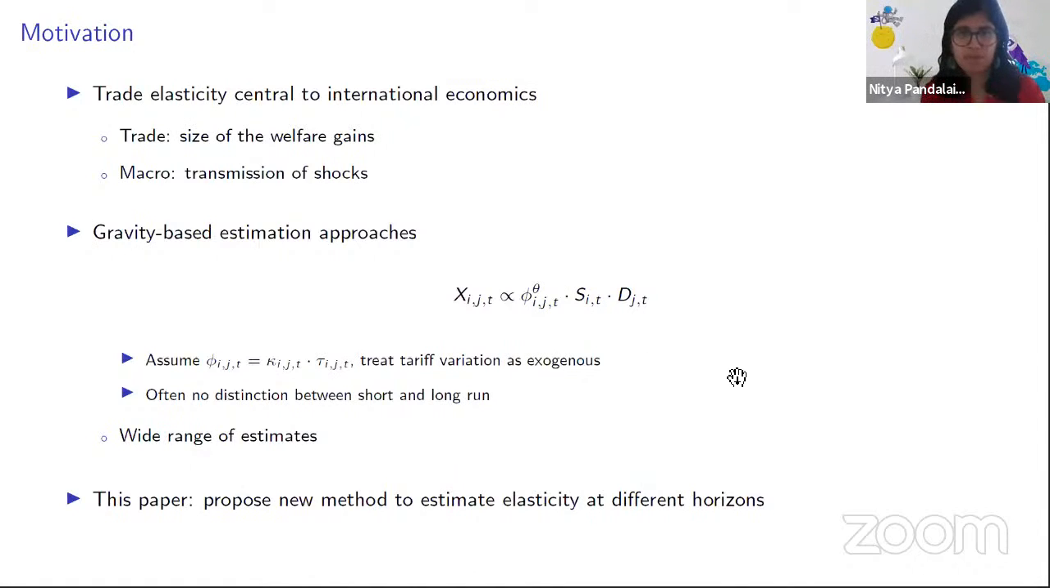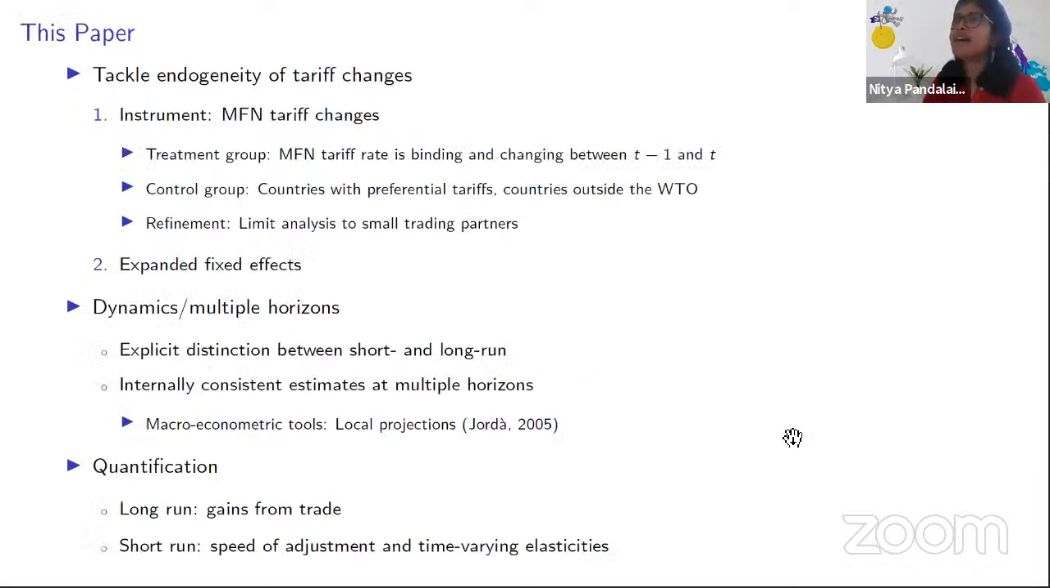And the second thing that often happens when estimating the gravity equation is that there's typically no distinction made between the short run and the long run. So whether the tariff variation being used was the result of a tariff change that occurred a year ago versus a decade ago, for instance. Perhaps as a result, there's a very wide range of estimates of the trade elasticity that come out of the gravity equation itself. And what we're going to do in this paper is propose a new method to estimate the trade elasticity, taking into account both that we should be careful about what variation we use to identify the trade elasticity, and also being very careful about the time horizon at which we estimate the trade elasticity.